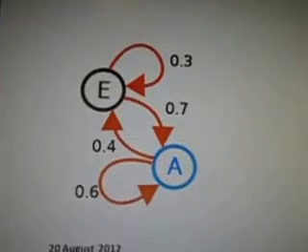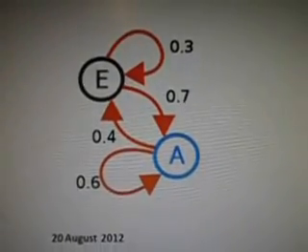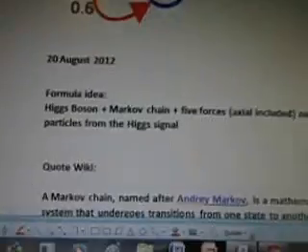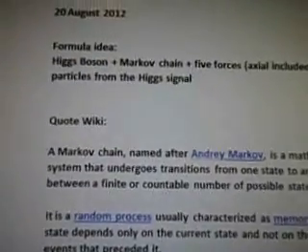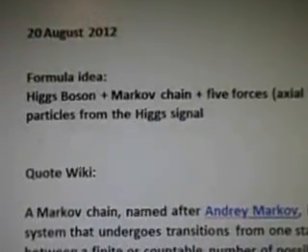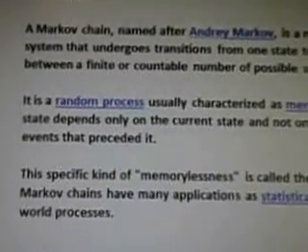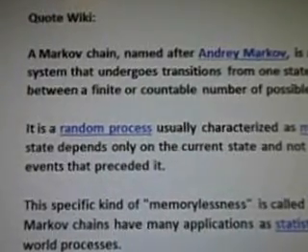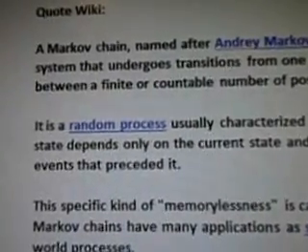So this is a graph that says E is 03, 07, 04, 06, E and A, okay? So August 20, 2012, formula ID. So this is a Markov chain, and this is a continuation of the previous video. So the formula ID is Higgs boson plus Markov chain plus 5 forces, axial included, new boson particles from the Higgs signal.